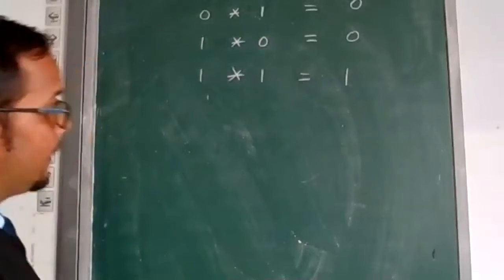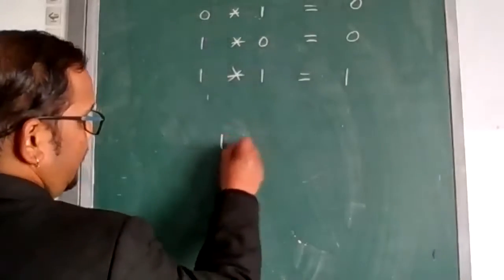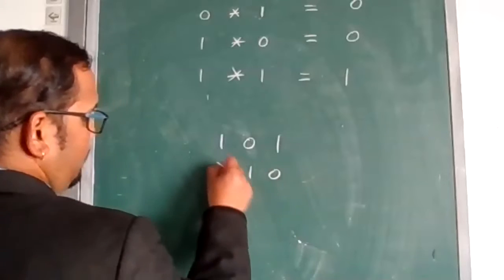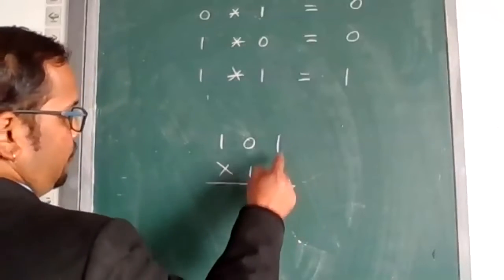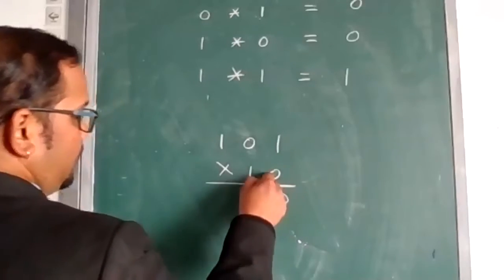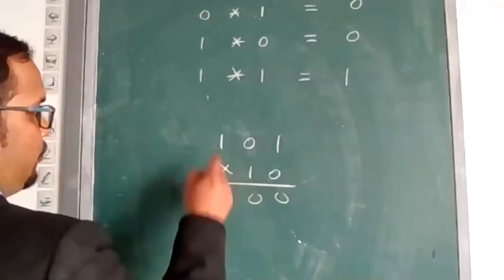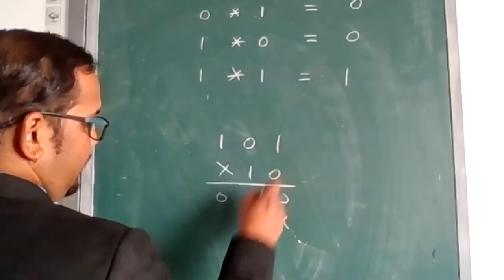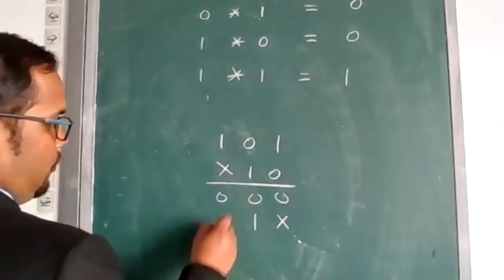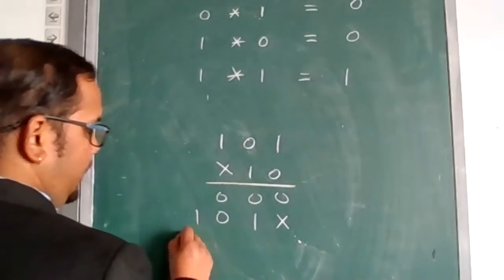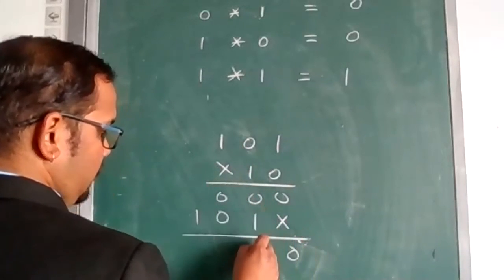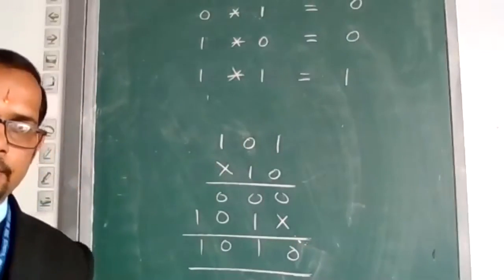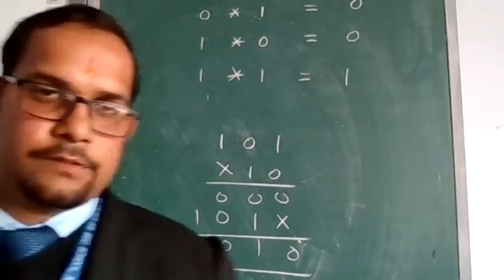Yes, 0, 0, 0, 1. Very good, Payal. Now take any number, 1 0 1. Multiply this by 1 0. 0 into 0, 0. 0 into 1, 0. Then 1 into 1, 1. 1 into 0, 0. 1 into 1, 1. Final answer is 0 1 0 1. This is the answer. Clear? Multiplication is very simple.